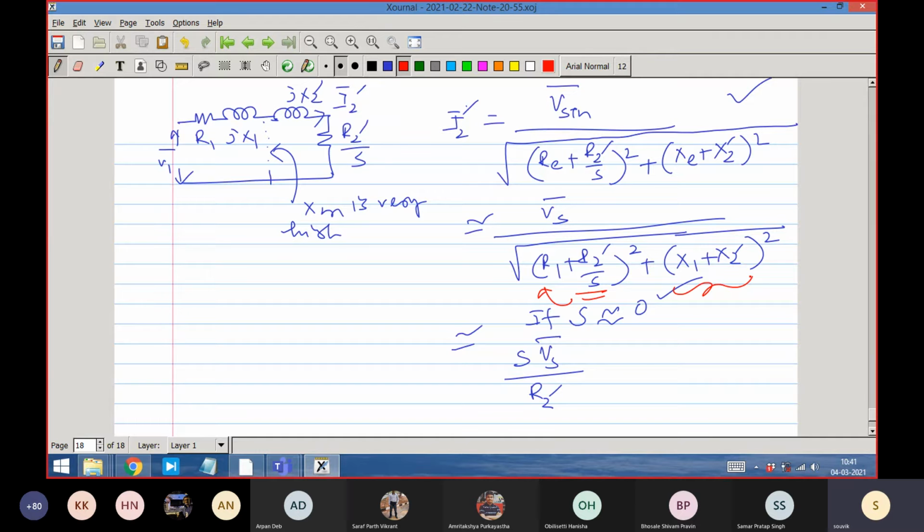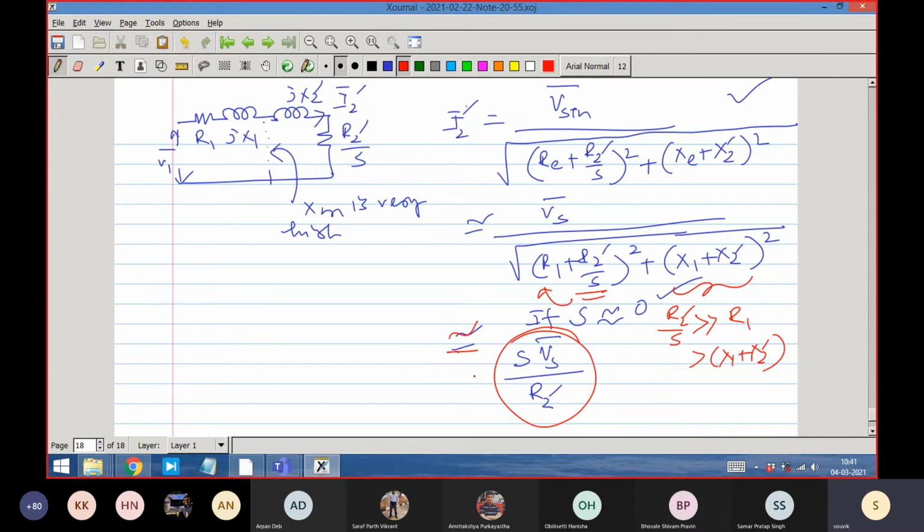It will be dominating over this part. So this becomes much more than R2 dash by S, very much greater than R1, also greater than X1 plus X2 dash, magnitude wise. So this is the simplest way of looking at the current when the slip is very nearly equal to 0.